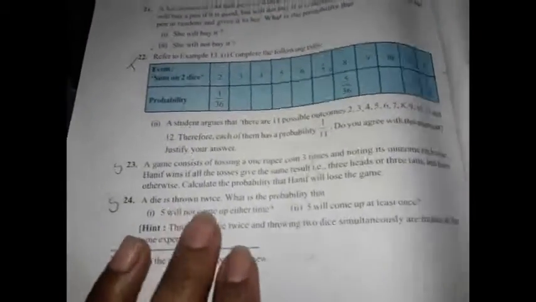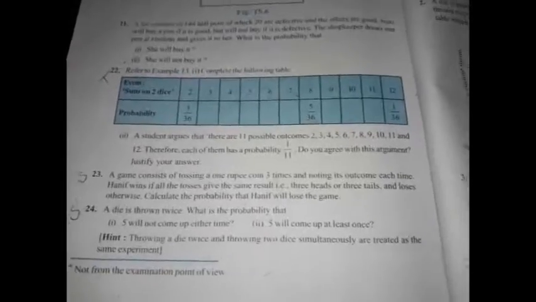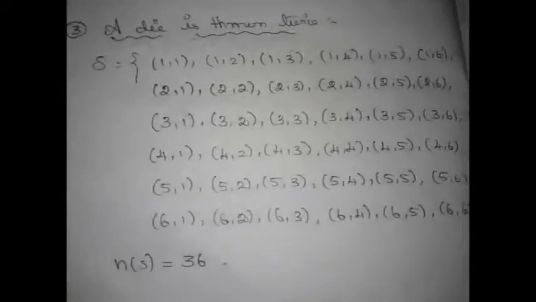Yes? Let us move on to our next question. A die is thrown twice. What is the probability that 5 will not come up either time? 5 will not come up either time, which means both the dice should not show 5. In neither die are we getting 5. So, this can be found in 2 ways. One, you can find 5 is appearing in both, or either of the times, and you can subtract it from 1, or else directly you can find.